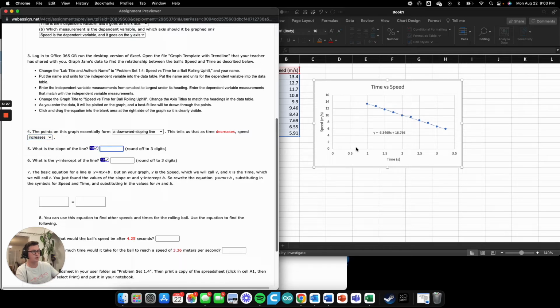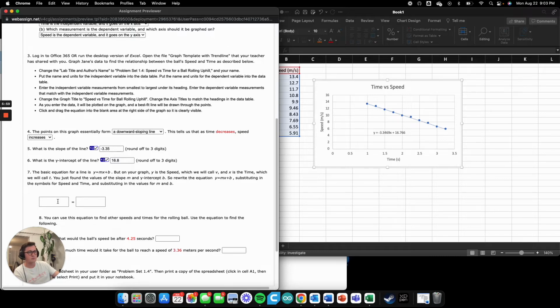What's the slope of the line? My slope is 3.3469, but to round that off, 3.35. Yeah, 3.35. What is the y-intercept? It's going to be 16.766. Oh, wait, that's too many digits. There we go, 3 digits. Okay, basic equation, put on your blah, blah, blah.